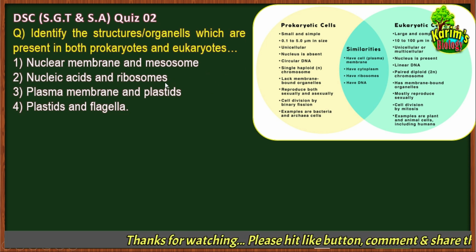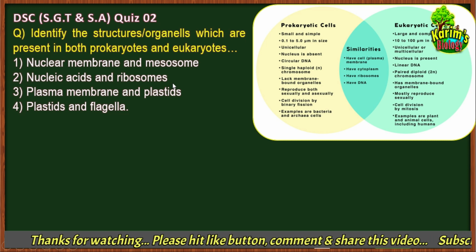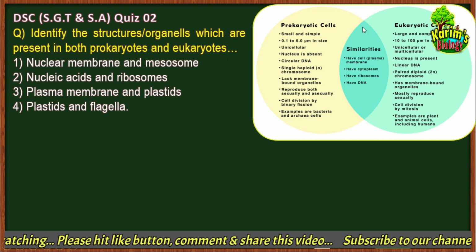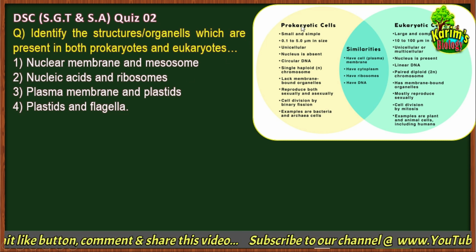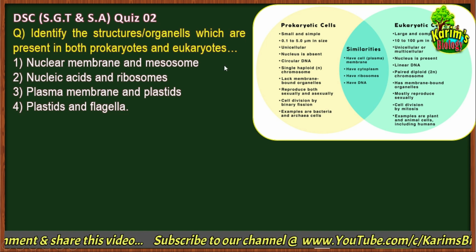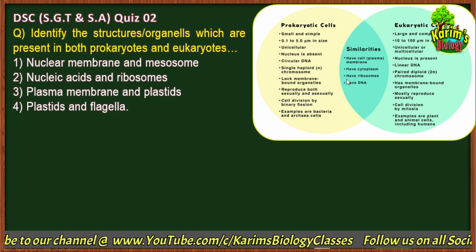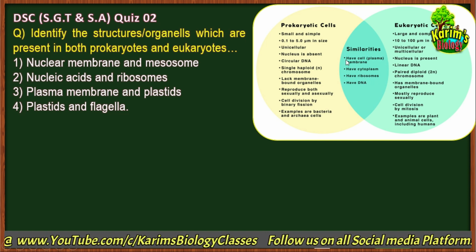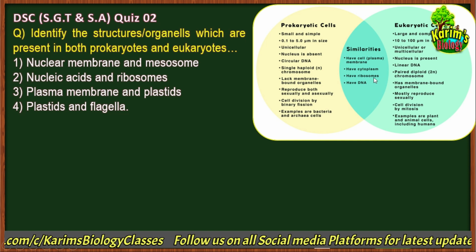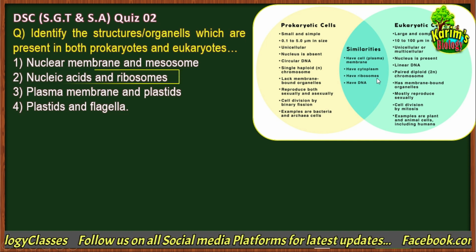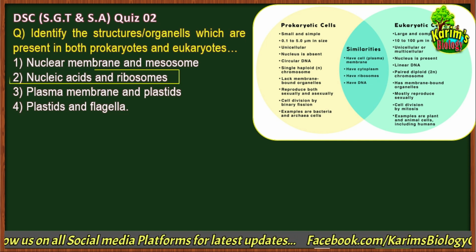Second option is nucleic acids and ribosomes. Nucleic acids are nothing but DNA and RNA. They are present in both eukaryotic cells as well as prokaryotic cells. And ribosomes are also present in both eukaryotes and prokaryotes. Ribosomes, of course, are 70S in case of the prokaryotes and 80S in case of the eukaryotes. So the correct option will be nucleic acids and ribosomes.